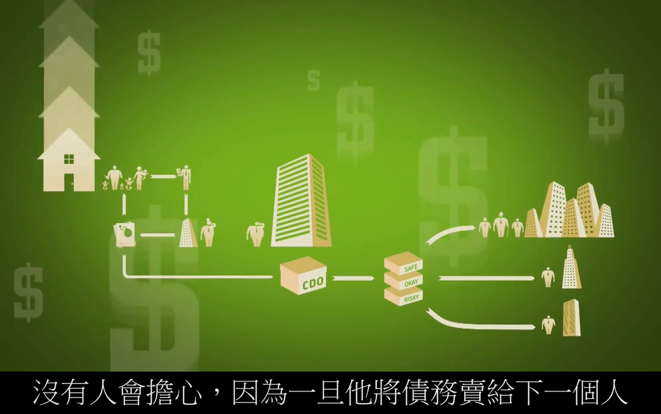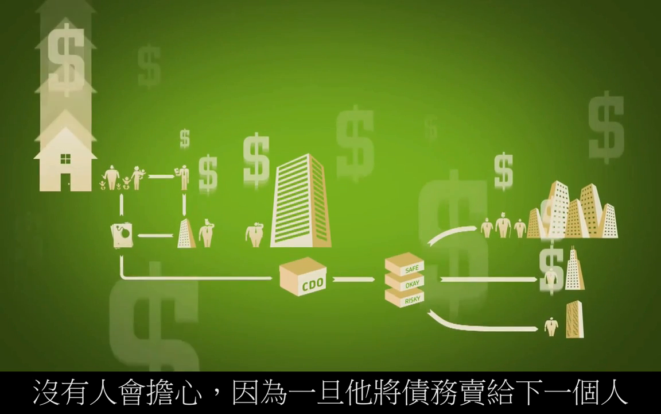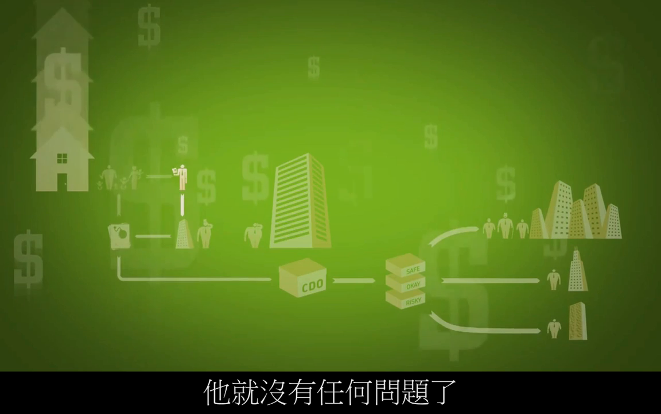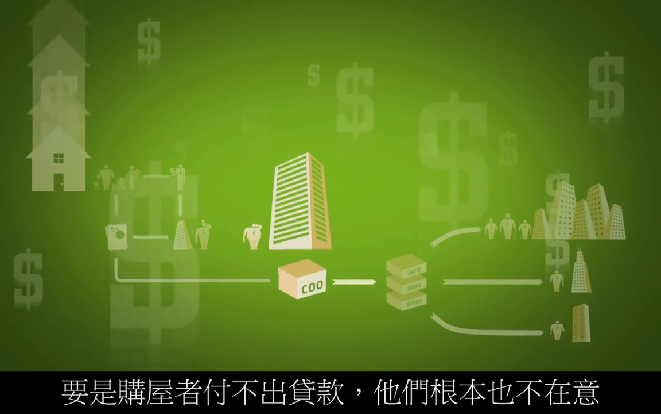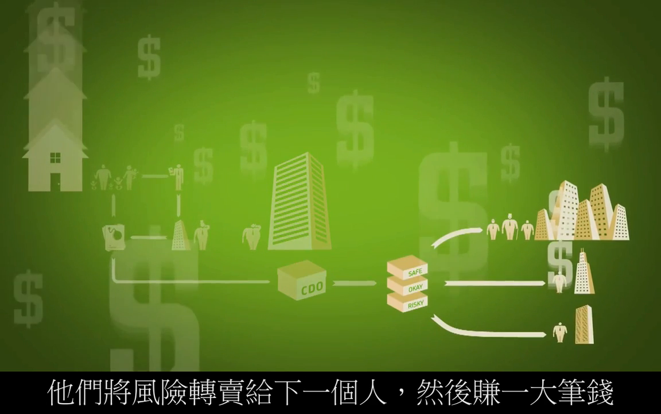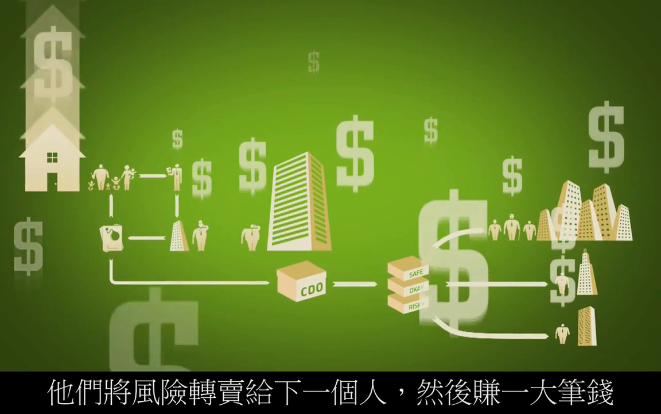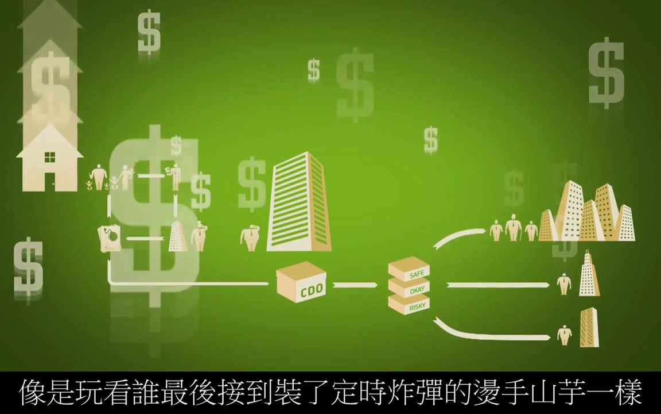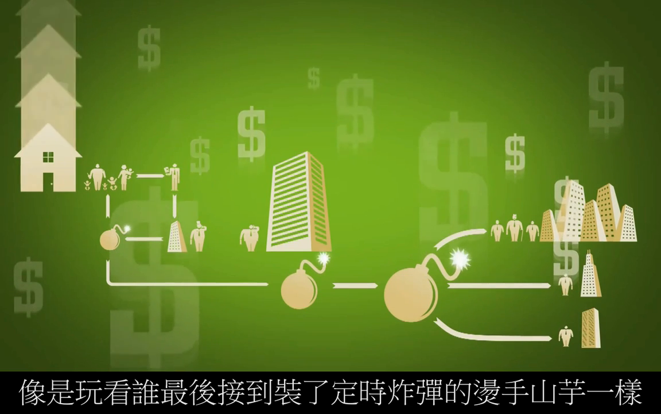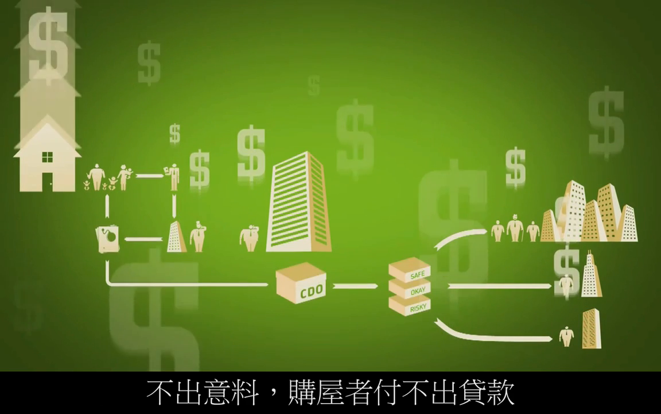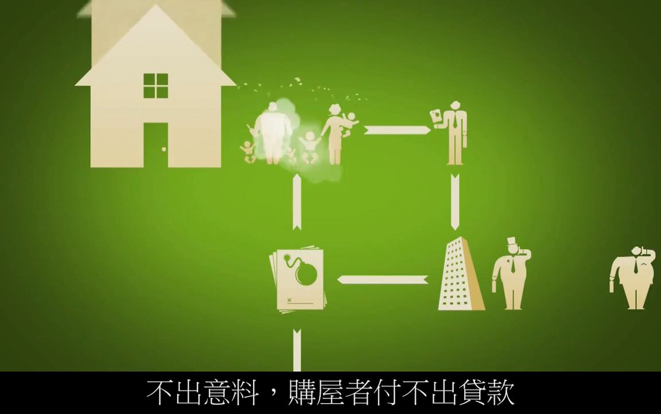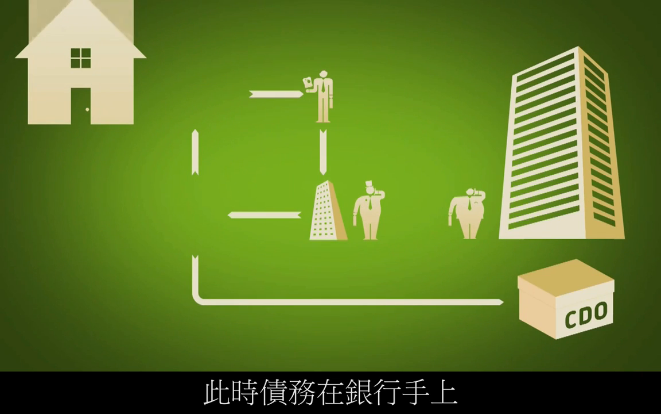No one was worried because as soon as they sold the mortgage to the next guy, it was his problem. If the homeowners were to default, they didn't care. They were selling off their risk to the next guy and making millions, like playing hot potato with a time bomb. Not surprisingly, the homeowners default on their mortgage, which at this moment is owned by the banker.